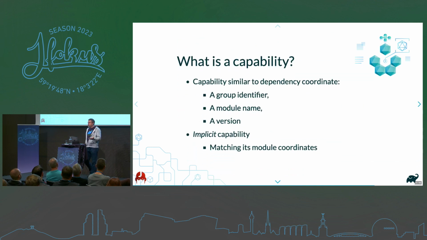So how do you express capabilities? Well, they're effectively similar to dependency coordinates. A group identifier, a module name, or artifact ID in Maven lingo, and a version. Each and every module implicitly gets its own coordinates as a capability. And what you can do is say, hey, I'm explicitly adding a capability, so please do not take into account the implicit one, or I want the implicit capability and an extra one.